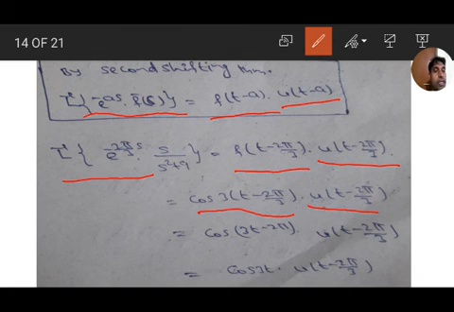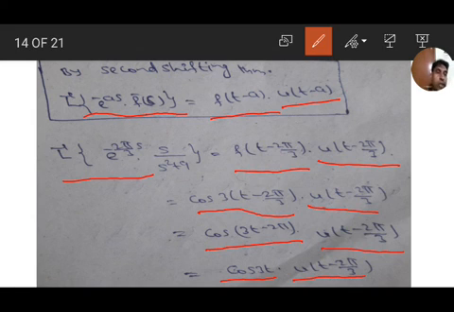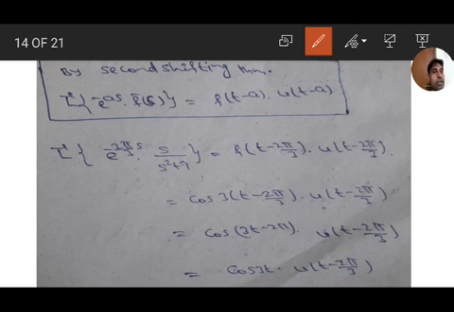If we multiply by 3, we get cos of 3t minus 2 pi into u of t minus 2 pi by 3. Cos of 3t minus 2 pi, where 2 pi means 360 degrees. Cos of 360 minus theta is cos theta, so we get cos 3t into u of t minus 2 pi by 3. It is the answer. Cos of theta minus 360, or 360 minus theta, equals cos theta. Here theta is 3t, therefore we get cos 3t. It is the answer.